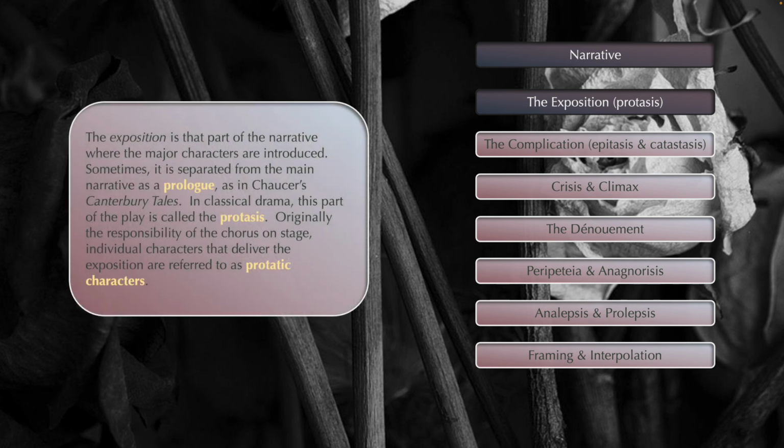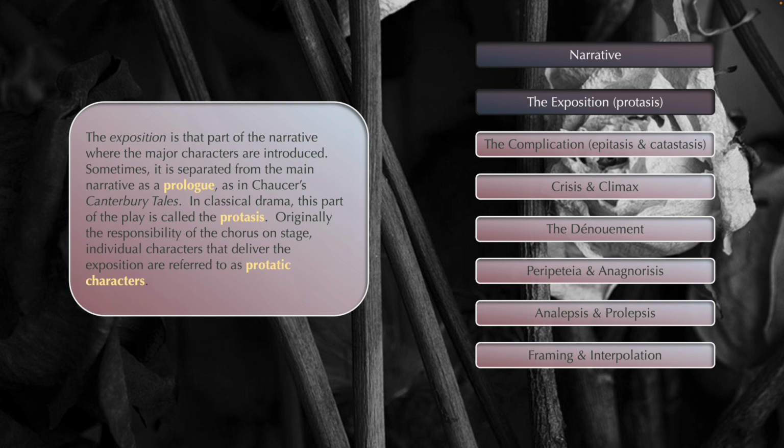So we will start with exposition. The exposition is that part of the narrative where the major characters are introduced. Sometimes it is separated from the main narrative as a prologue, as in Chaucer's Canterbury Tales, classic example of this. In classical drama, this part of the play is called the protasis. Originally, this part of the play would have been the responsibility of the chorus, the Greek chorus on stage.